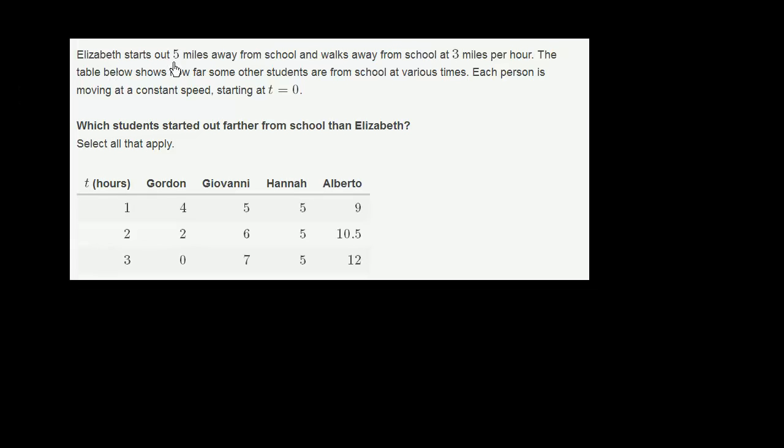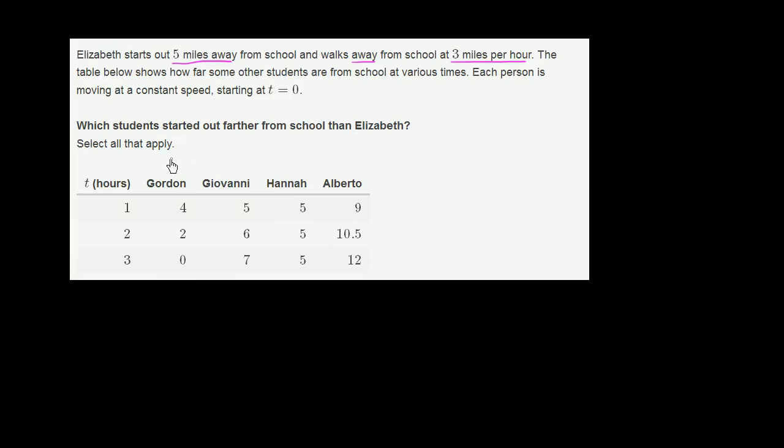Elizabeth starts out 5 miles away from school and walks away from school at 3 miles per hour. So she's already 5 miles away and she's going to walk even further away at 3 miles per hour. The table below shows how far some other students are from school at various times. Each person is moving at a constant speed, starting at time equal to 0. Which students started out farther from school than Elizabeth?